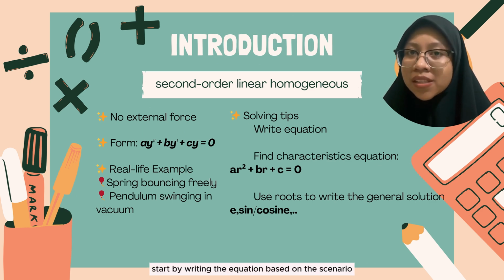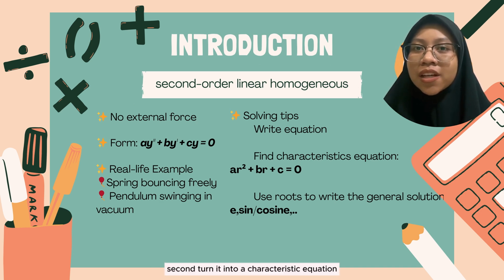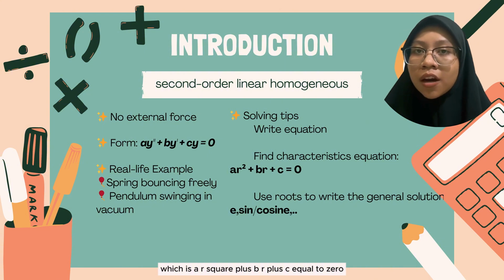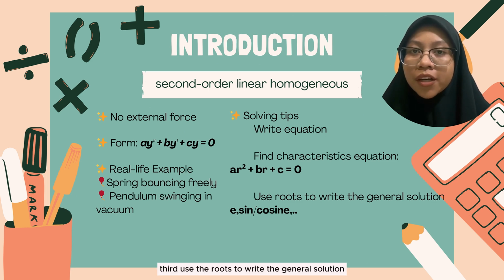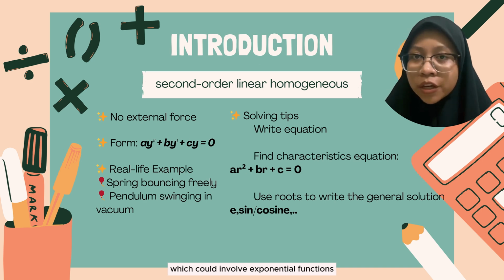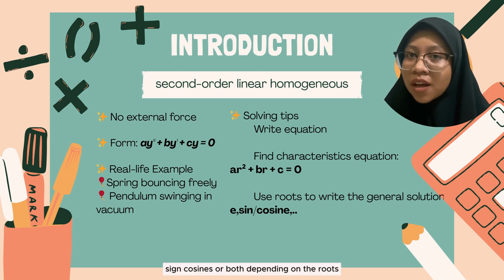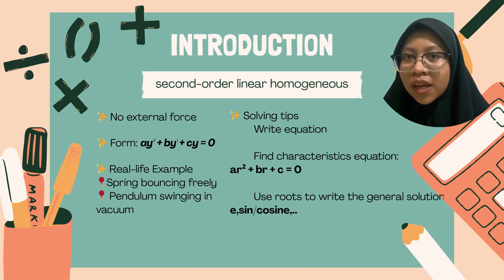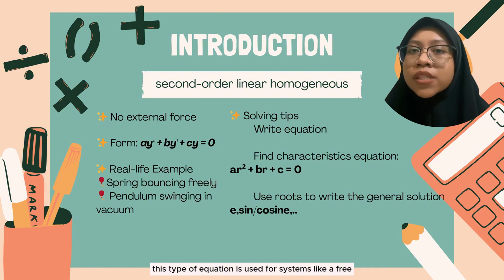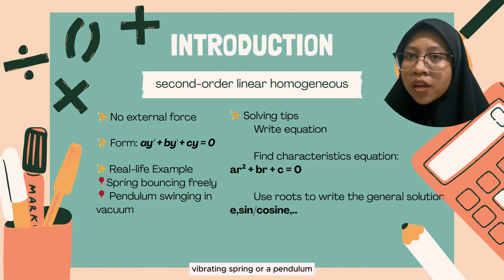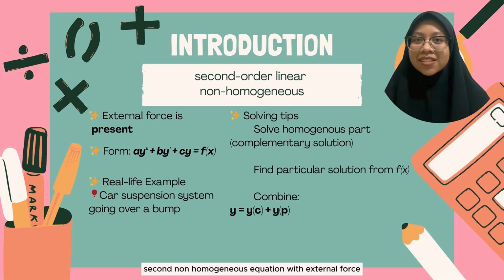First, start by writing the equation based on the scenario. Second, turn it into a characteristic equation, which is ar squared plus br plus c equal to 0. Third, use the roots to write the general solution, which could involve exponential functions, sine, cosine, or both depending on the roots. This type of equation is used for systems like a free vibrating spring or a pendulum swinging without wind or resistance.